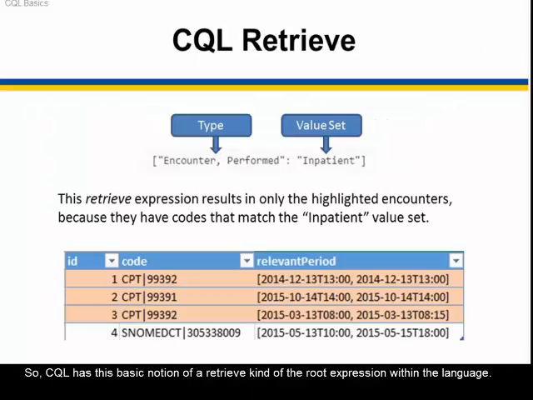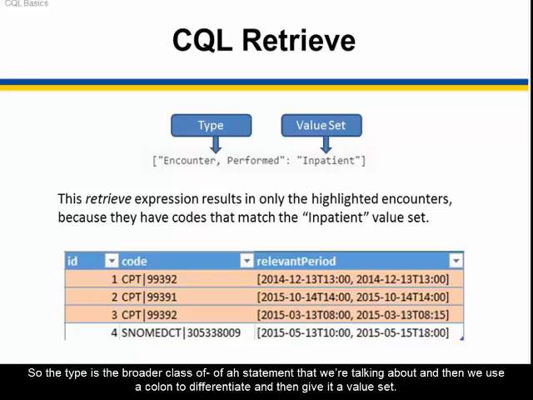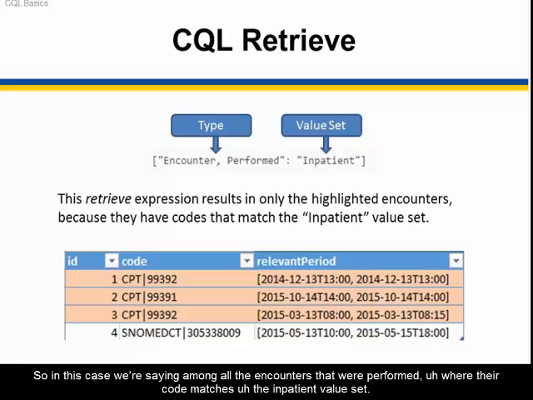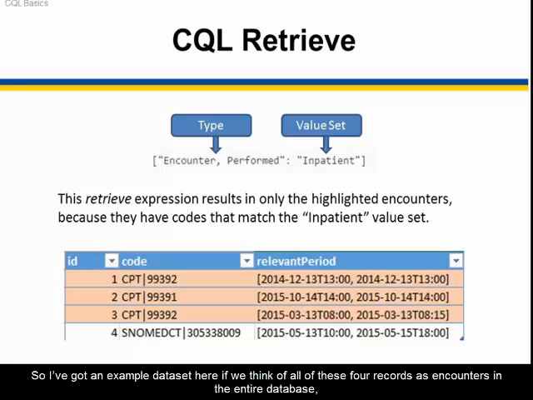So CQL has this basic notion of a retrieve. It's kind of the root expression within the language. It uses these brackets, and then it has two parts, the type and the value set. So the type is the broader class of statement that we're talking about. And then we use a colon to differentiate and indicate the value set. So in this case, we're saying I want all the encounters that were performed where their code matches the inpatient value set.